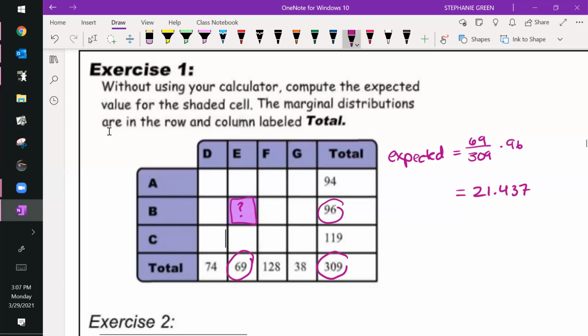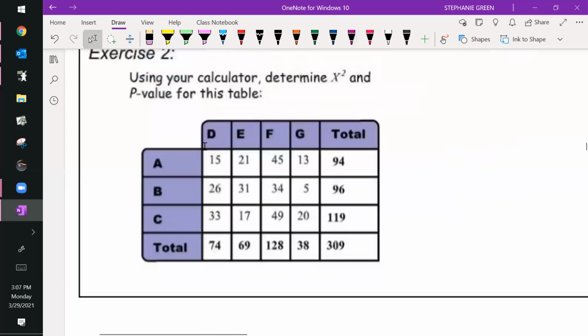Okay, doing it again in the second one, same thing. This time it says to use your calculator. Determine chi-square and the p-value for this table. So let's do that. The first thing I need to know actually is what size is this table? Remember, the size is the number of rows and the number of columns, not including your total row and total column. So that's just these cells here. So looks like it's got 3 rows and 4 columns.